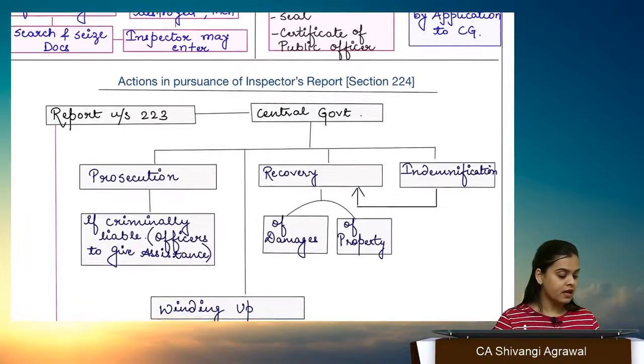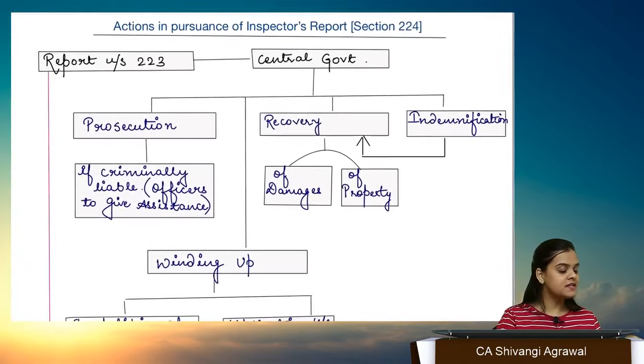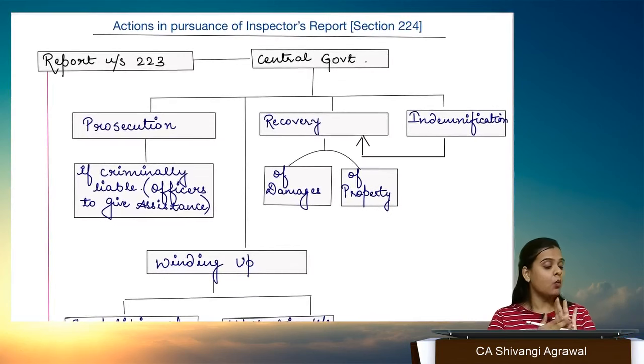Okay. Now, when central government receives the report, what actions can it take in pursuance of the report? Central government receives the report, studies it and finds out that these five people were involved in fraud. So undoubtedly these five people have to get punishment. So central government will initiate prosecution against these people. Legal proceedings will be started and they will be adequately punished. Now, this is one thing.